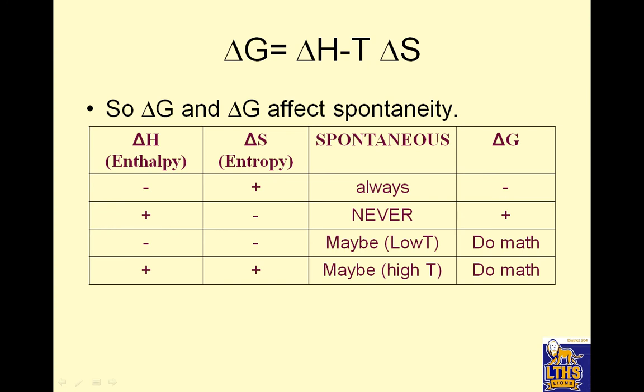Delta G equals delta H minus T delta S. This is the formula for it. So delta H and delta S affect spontaneity, okay? Now, you can either do this based on the math, but I'm going to talk about what nature likes, okay?